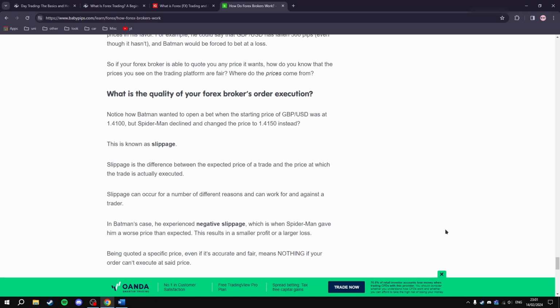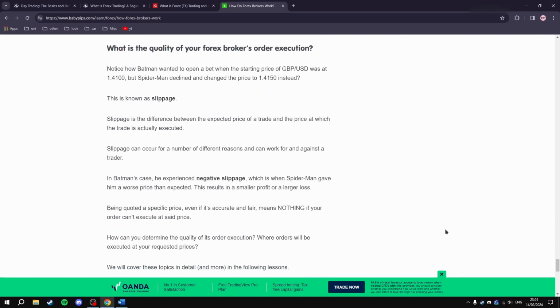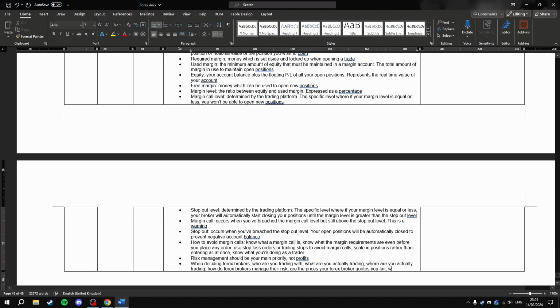So if your Forex broker is able to quote you any price it wants, how do you know that the prices you see on the trading platform are fair? Where do the prices come from? What is the quality of your Forex broker's order execution?